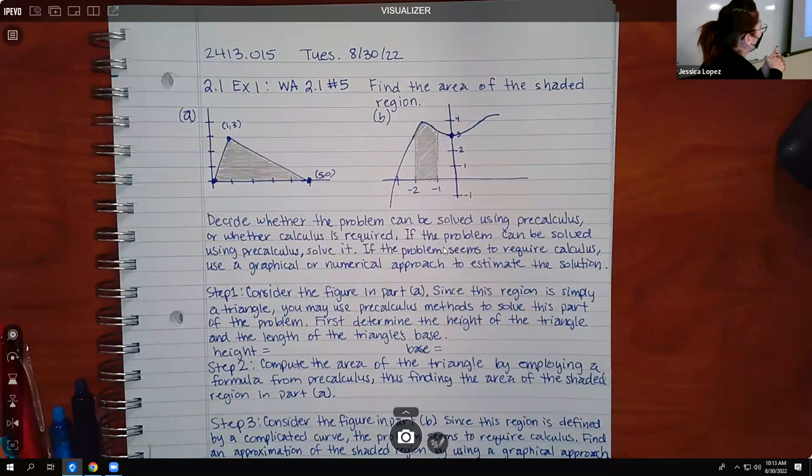So in part A, I'll read all that in a minute, but in part A, it's obviously a common geometric shape, right?